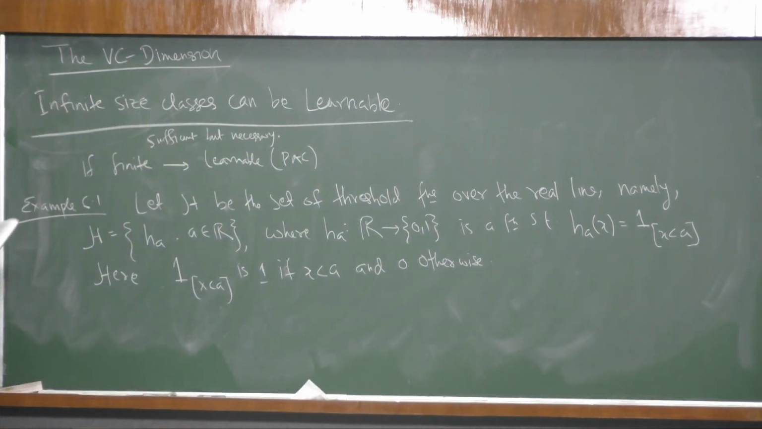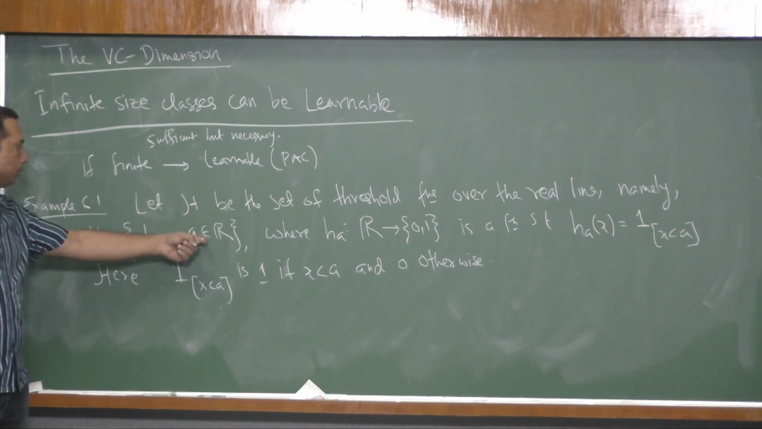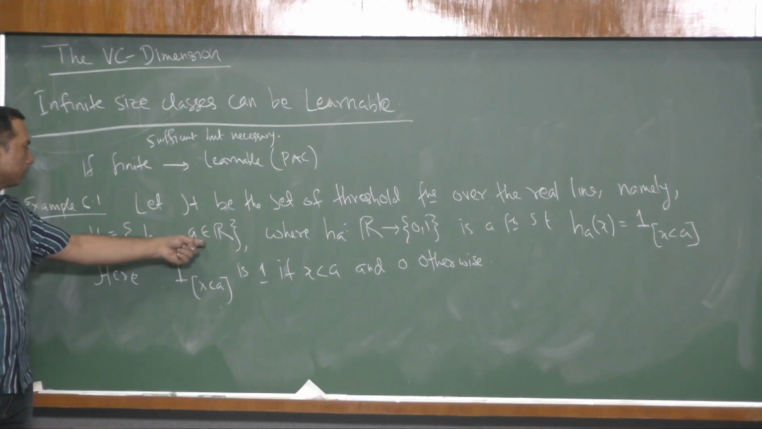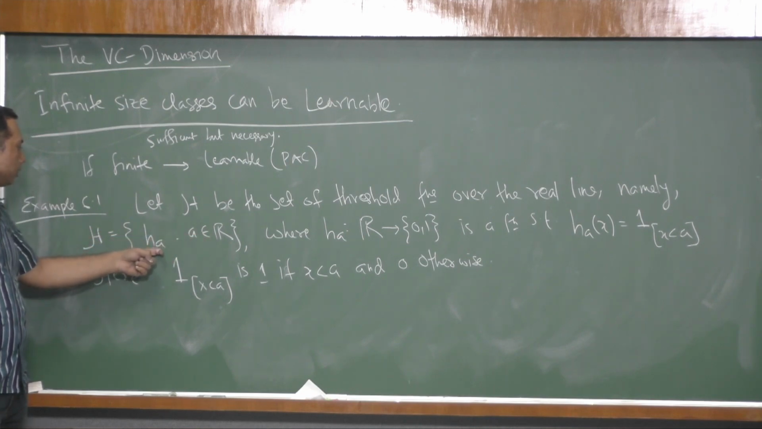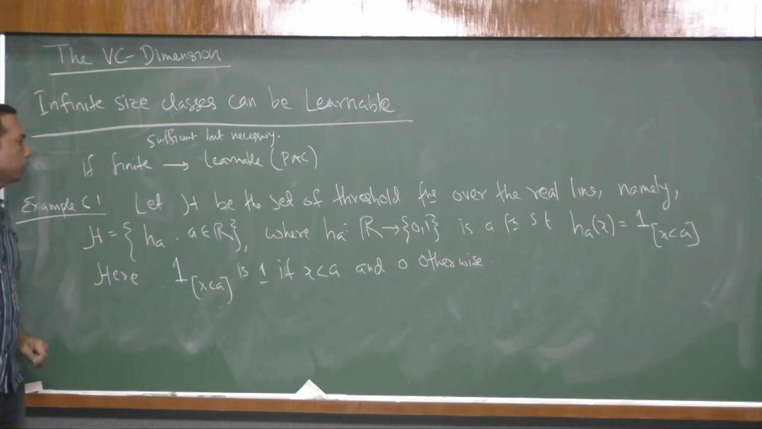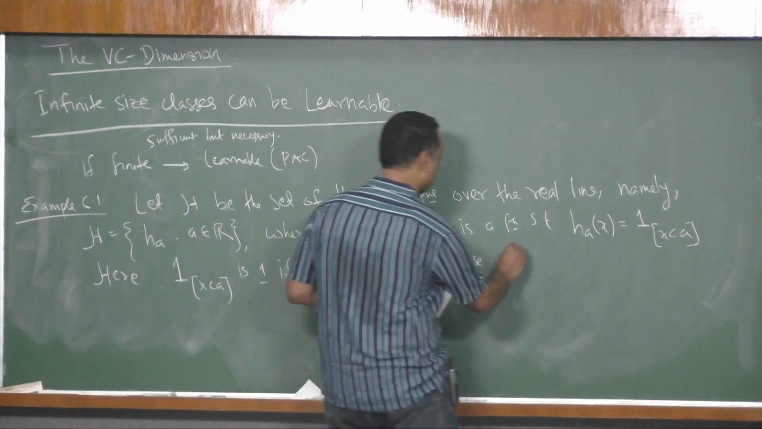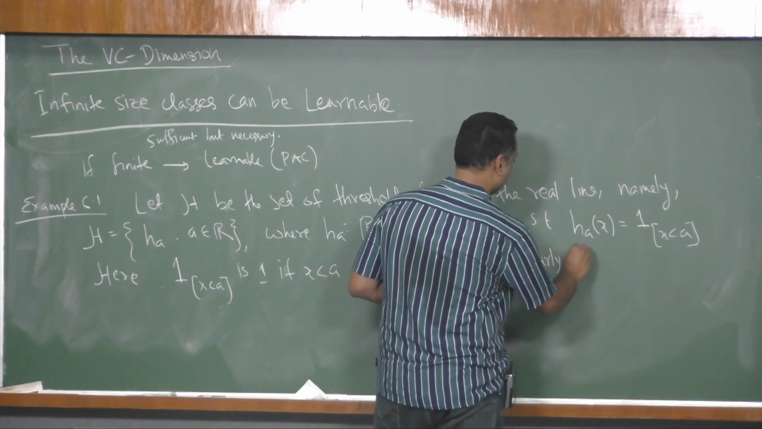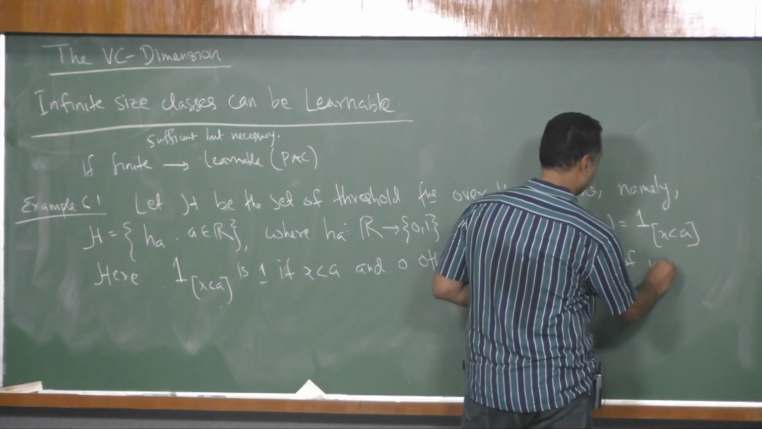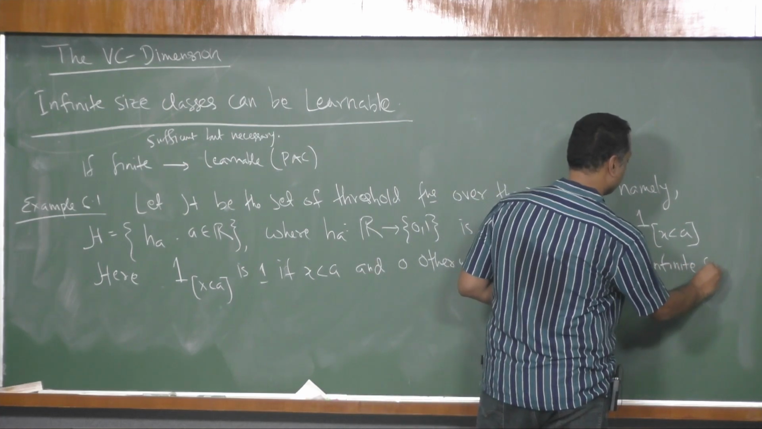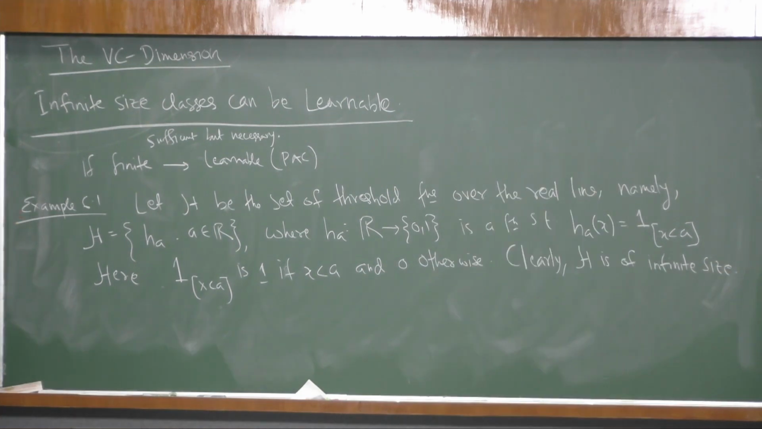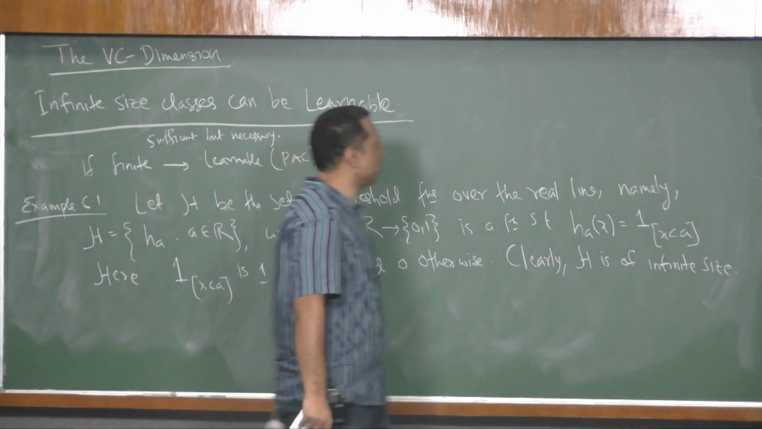So in this case, as you can see, H, the hypothesis class, is an infinite class, right? Because a can vary. So a is allowed to be all of R. These functions are characterized by a. So certainly in your H there are infinitely many h_a's. So H is clearly of infinite size, but we will prove that this is learnable, although it is an infinite hypothesis class.